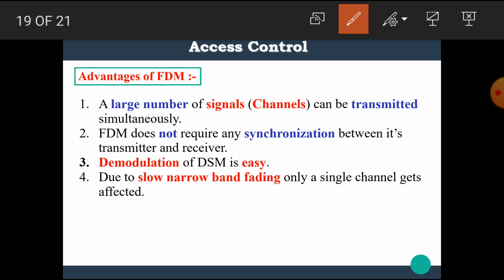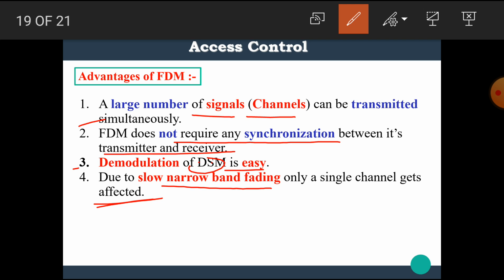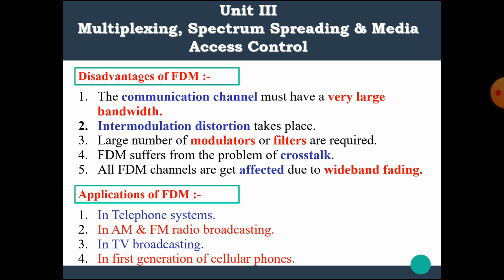Now let's see the advantages of FDM. A large number of signals or channels can be transmitted simultaneously. FDM does not require any synchronization between its transmitter and receiver. Demodulation of FDM is easy. Due to slow narrow band fading, only a single channel gets affected. That means the FDM system is very important due to its various advantages.